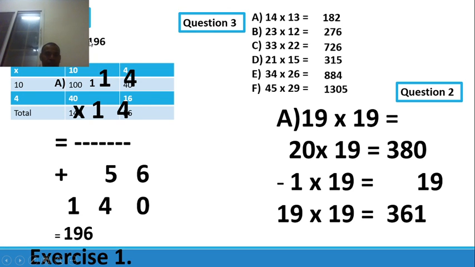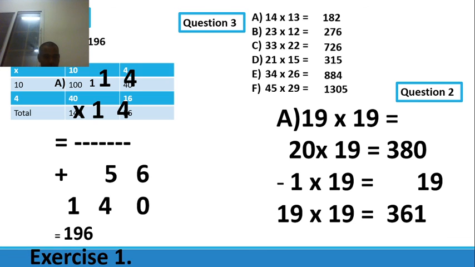So you have at least 2 methods. You can apply this method in these exercises. This question number 3 is a homework. Please don't forget to do it.